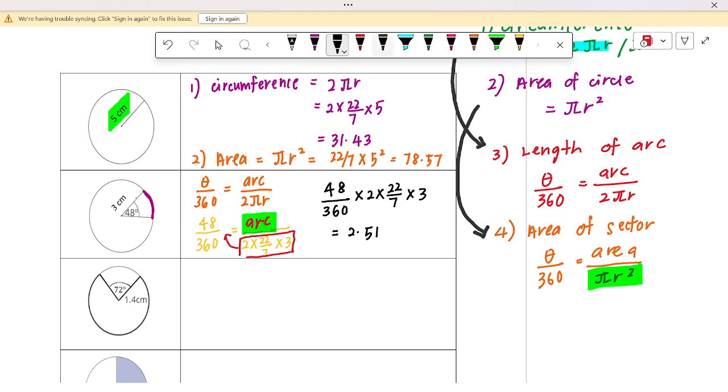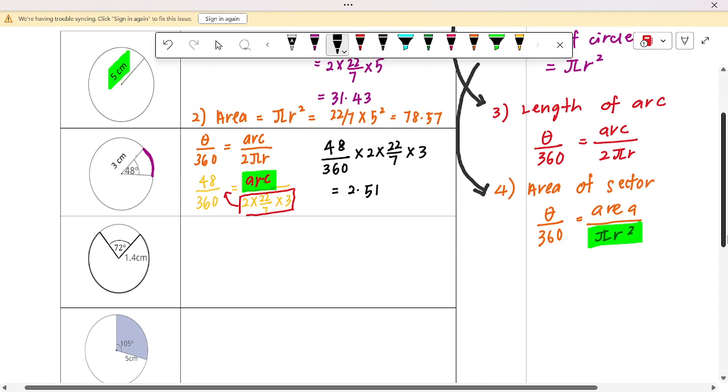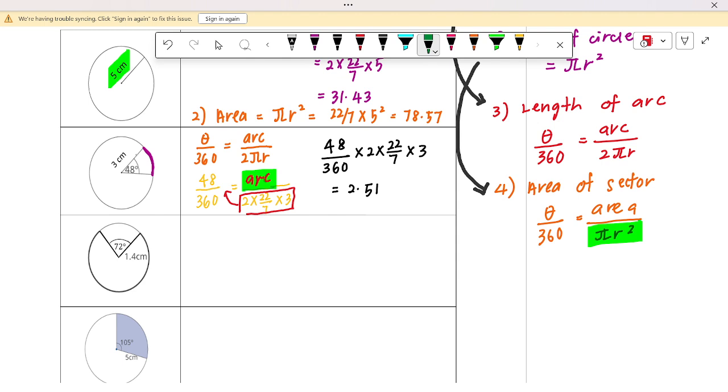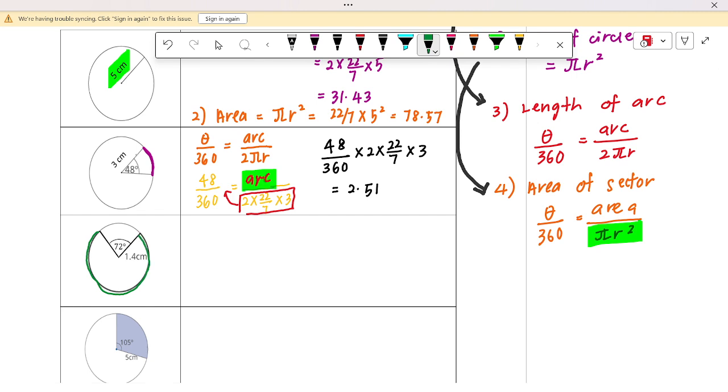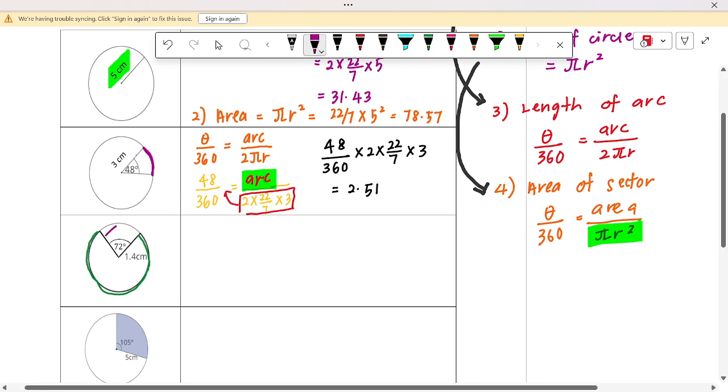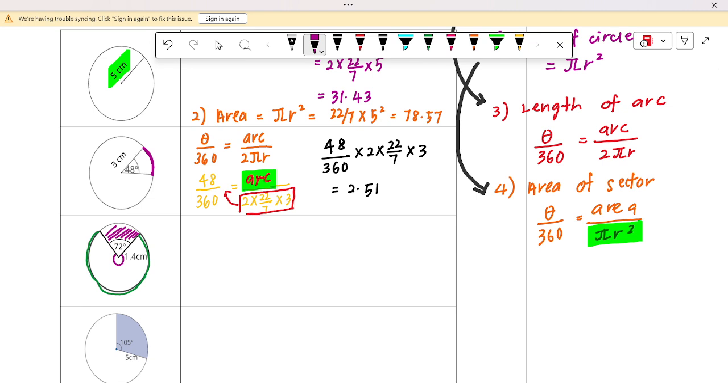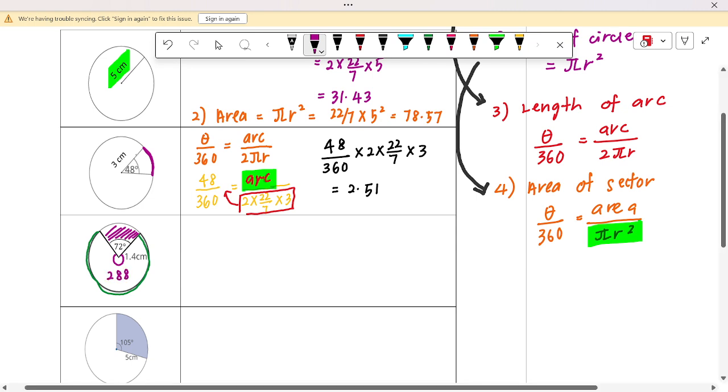This next question is the same, but if you can see, they are asking for the major arc, which is this part. For major arc, you need to use the major angle. The angle given here, 72, is for the minor arc. So you need to calculate your major angle first. One circle is 360, so 360 minus 72 to know your balance. So here it will be 288.